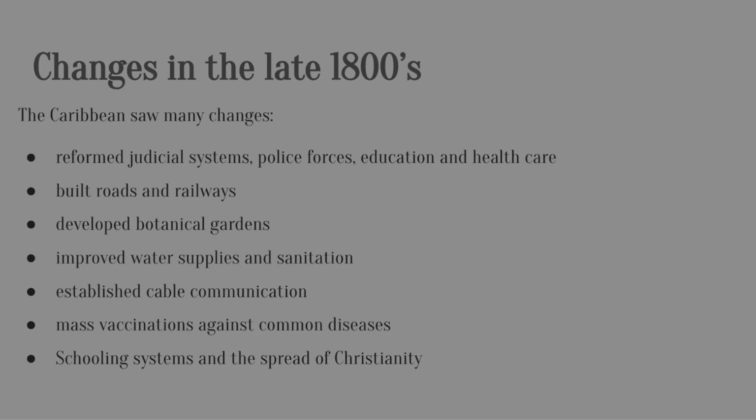Colonial governments reinforced judicial systems, police forces, education, and health care. They built roads and railways, developed botanical gardens, and improved water supplies and sanitation. They also established cable communication. Authorities introduced mass vaccinations against common diseases and provided relief following natural disasters.